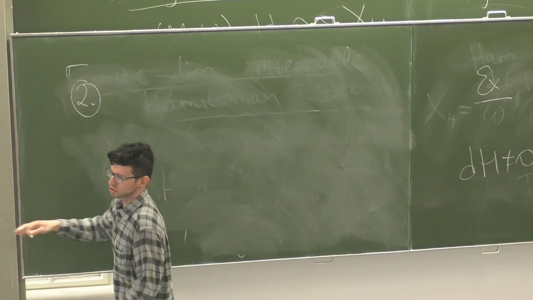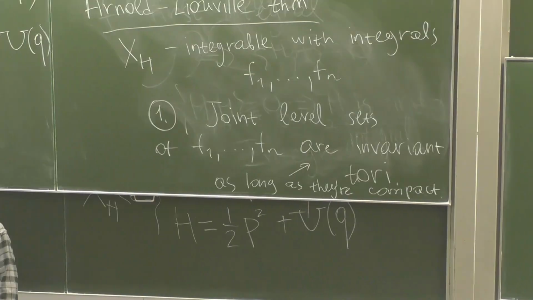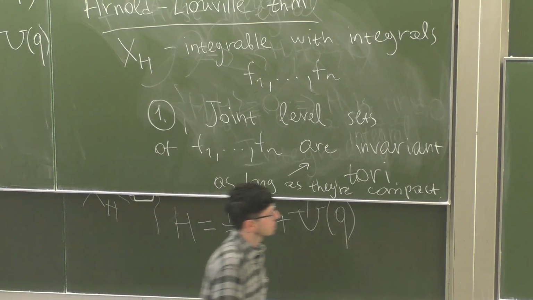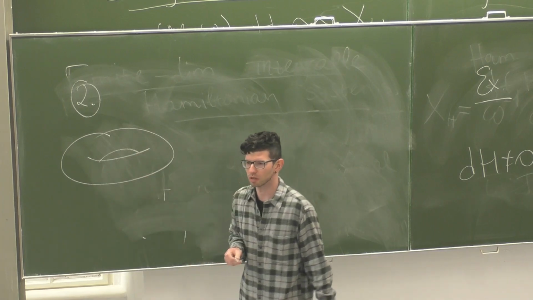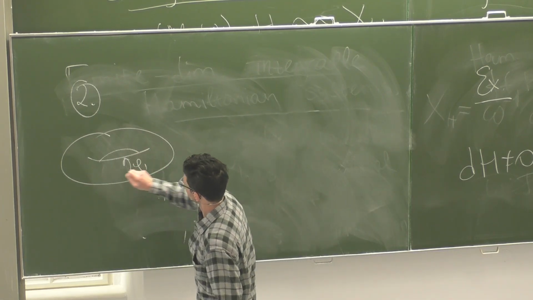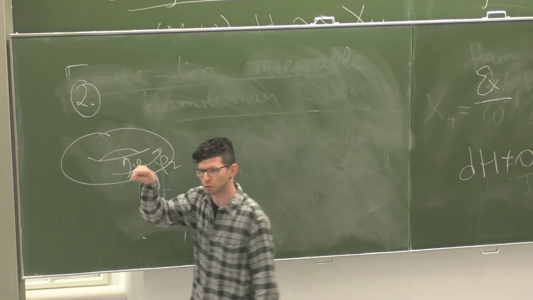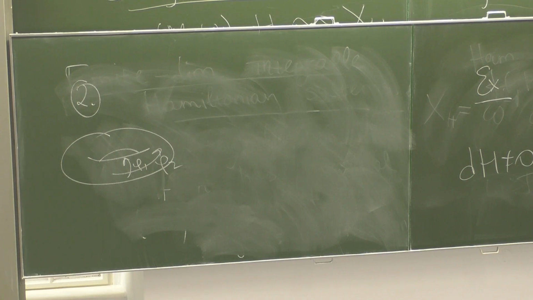Well, so far it's not very interesting. Okay, it's a torus, so what? We need to say something about the dynamics. The claim about the dynamics is as follows. You have this n-dimensional torus. On this torus, you can introduce coordinates that are defined modulo 2 pi. These are the angle coordinates on a torus.